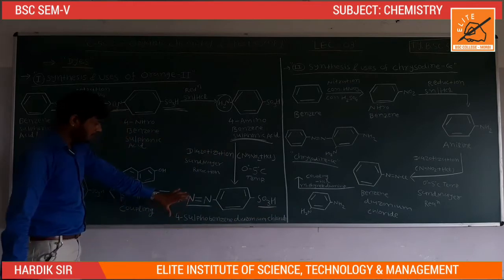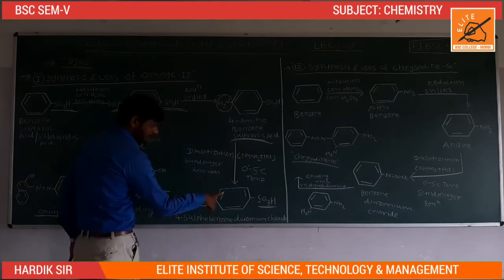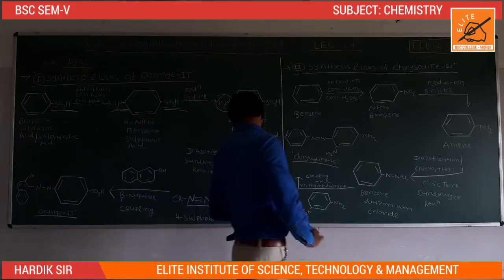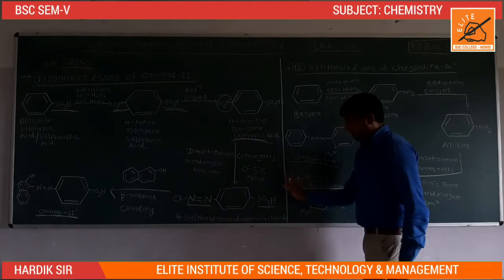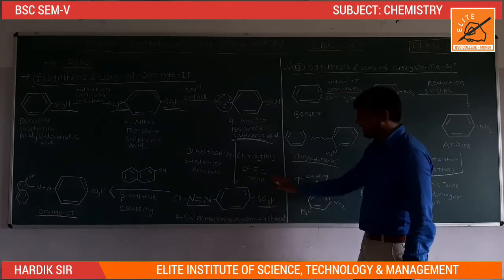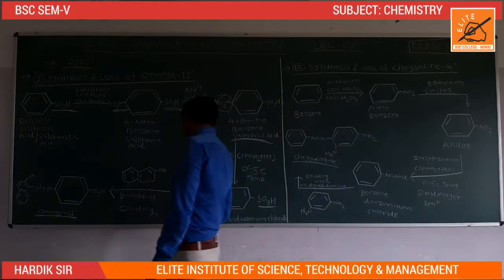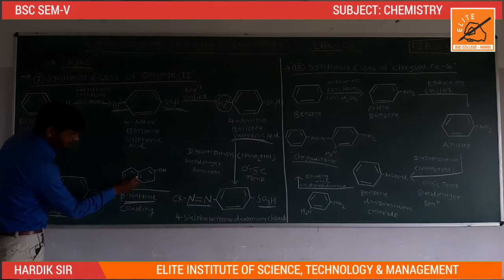So this is called 4-sulfobenzene diazonium chloride. This is our third intermediate product. Now this third intermediate product, 4-sulfobenzene diazonium chloride, is reacted with beta-naphthol. This is the structure of beta-naphthol.